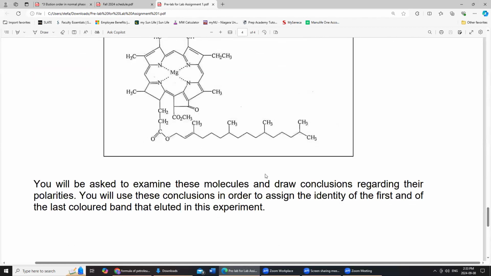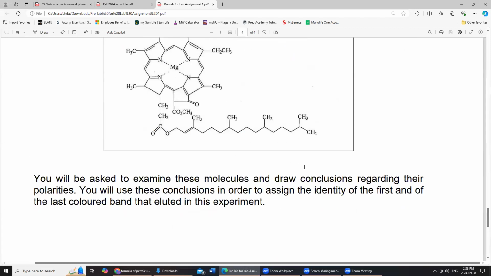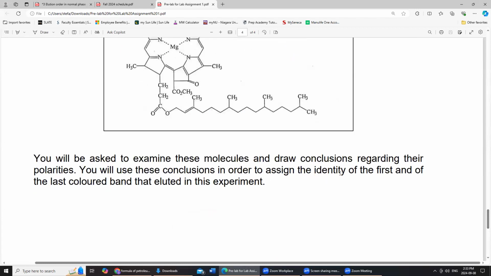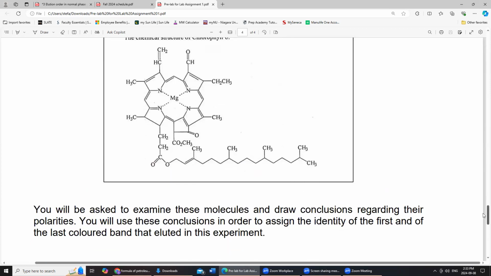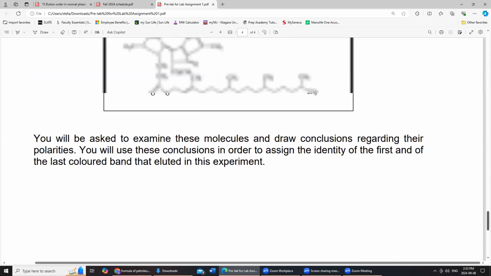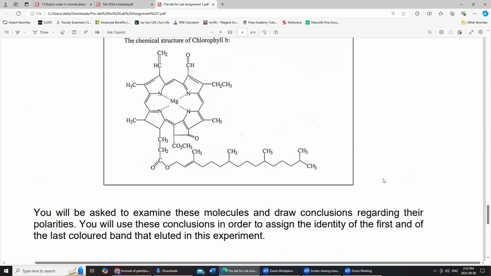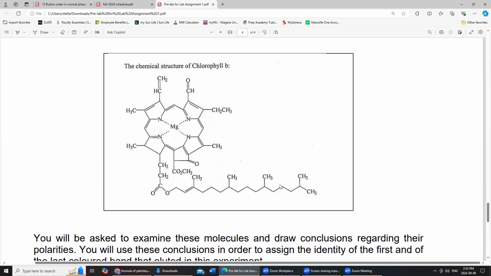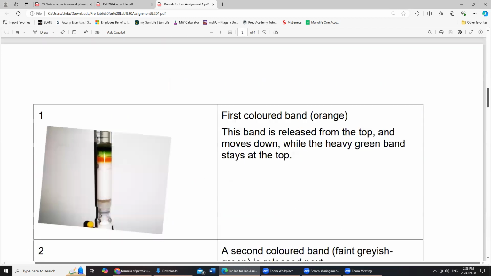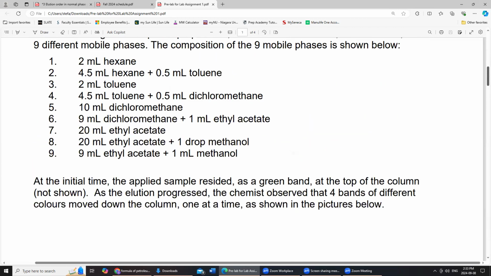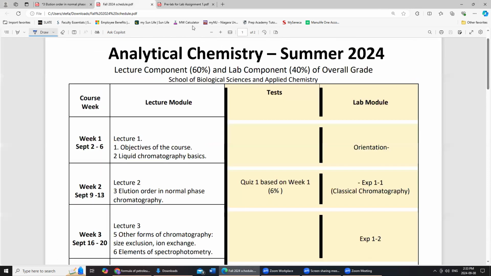And you guys are going to have to examine those molecules, make conclusions regarding their polarities, and use those conclusions to assign the identity of the first and last colored band that eluted in this experiment. So it might be hard to tell in between, but the first and last should be fairly easy to tell. So that's what you guys are going to be doing in the lab. All right, so that's your experiment that will be done this week, at least in week 2. Let me check that again. Yeah, orientation. So week 1.